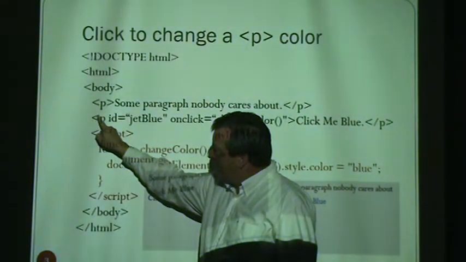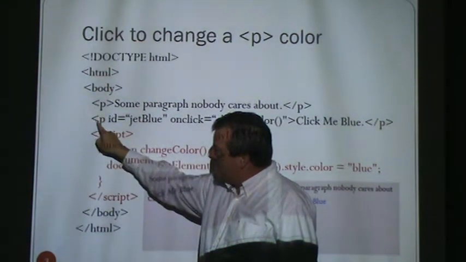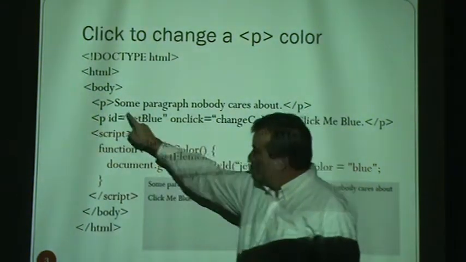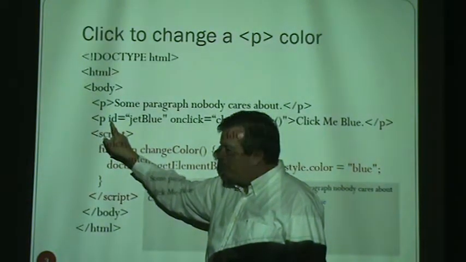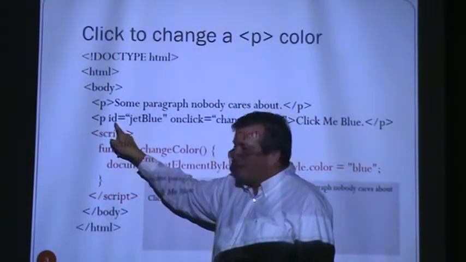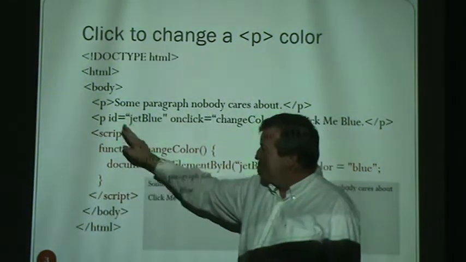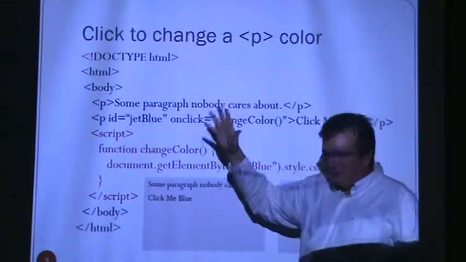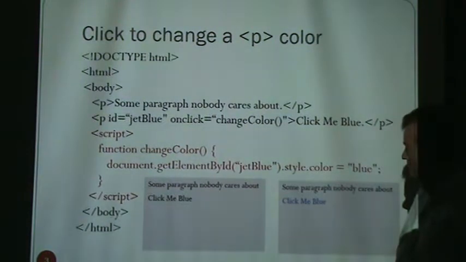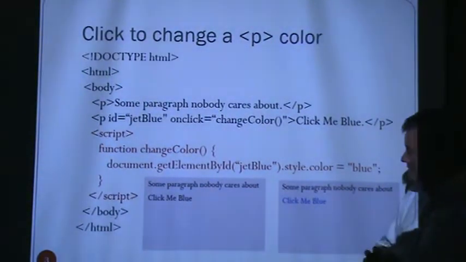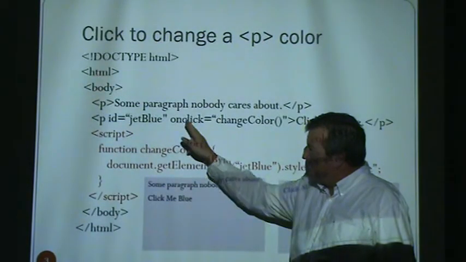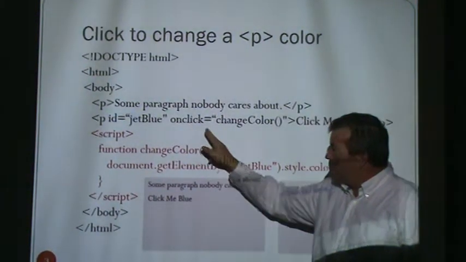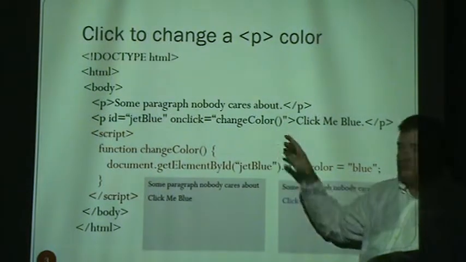Now normally a paragraph is just this less than sign with a P and then a greater than sign, right? But now what we did for this one is we gave it an identifier. I'm going to call this ID, and I gave it the name JetBlue, like the airline. In addition to that, I'm going to say if somebody clicks on it, so I'm going to say onClick, I'm now saying call this function.